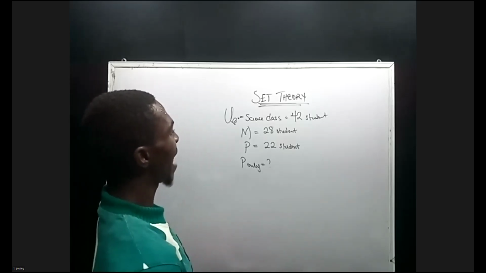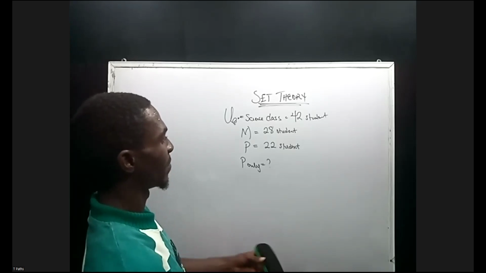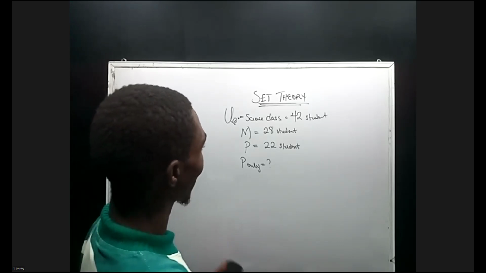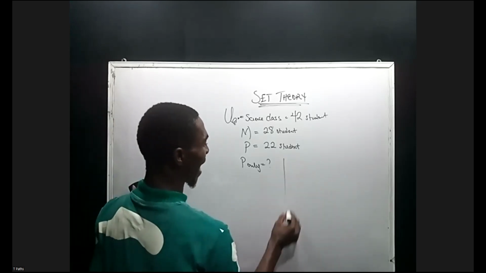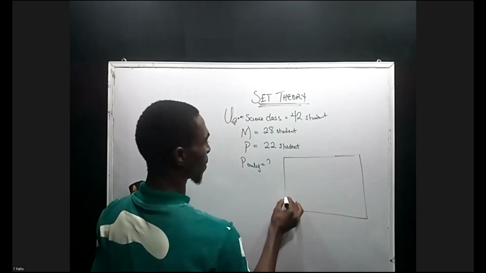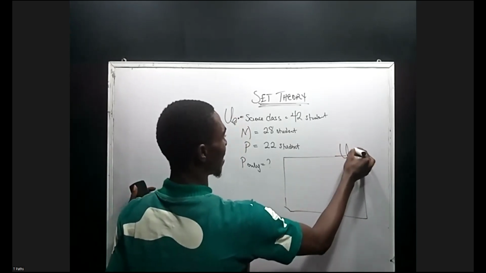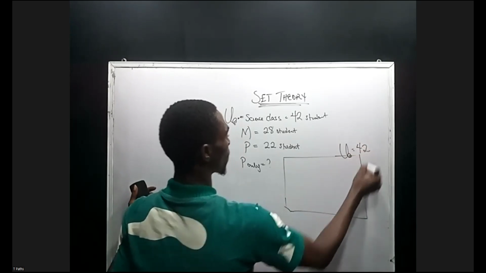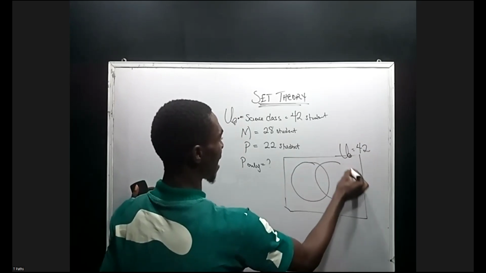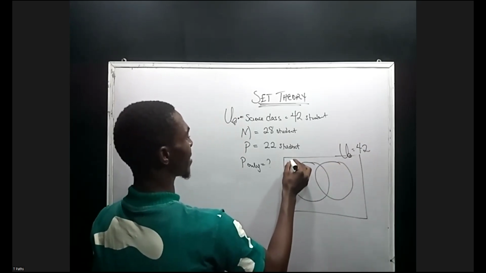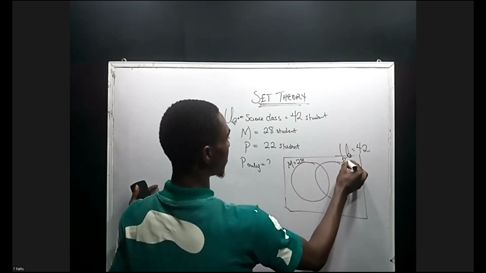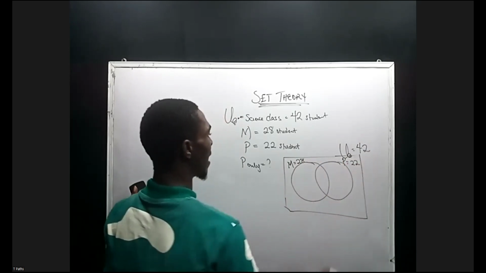Get your Venn diagram out. Now, I will advise you, open your eyes clearly. This is my Venn diagram. The universal set equals 42. This is the first set A. This is the first set B. I have math students equal to 28 students. Physics students equal to 22 students.